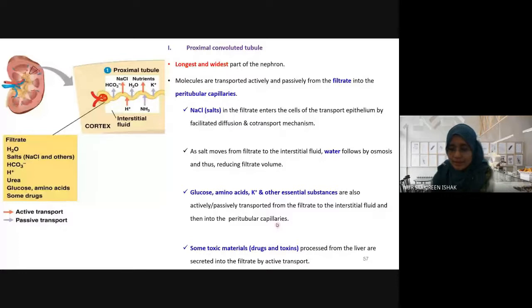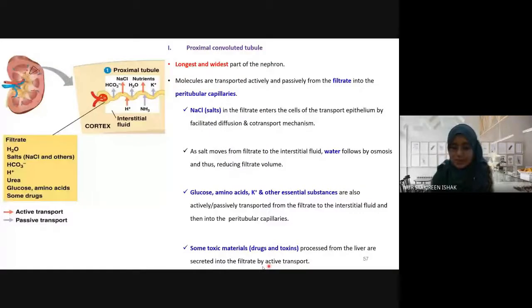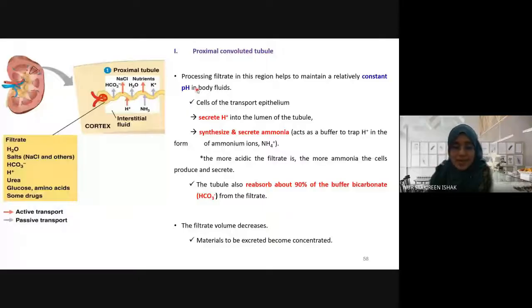So some toxics such as drugs and toxin processed from the liver are secreted into the filtrate by active transport. Secrete tu maksudnya daripada blood into the filtrate to be removed in the urine later. So these are needs to be removed. Okay, so they are secreted into the filtrate by active transport. Okay, so processing filtrate in this region helps maintain a relatively constant pH. Proses yang berlaku dalam proximal tubule ni juga akan membantu mengawal pH dalam body fluid awak. Dia akan membantu mengawal blood pH.